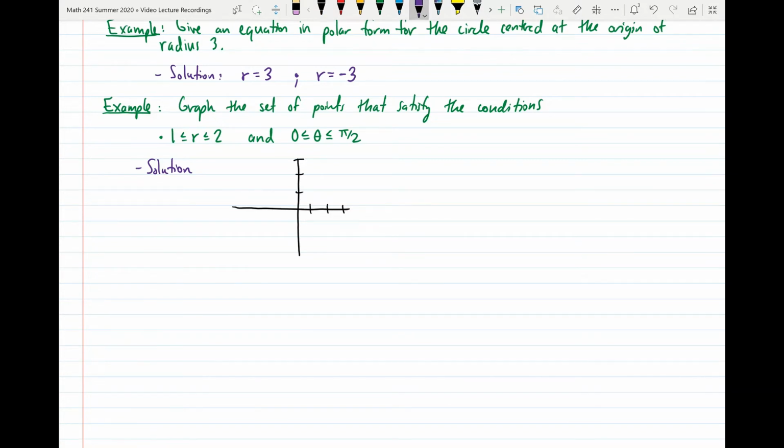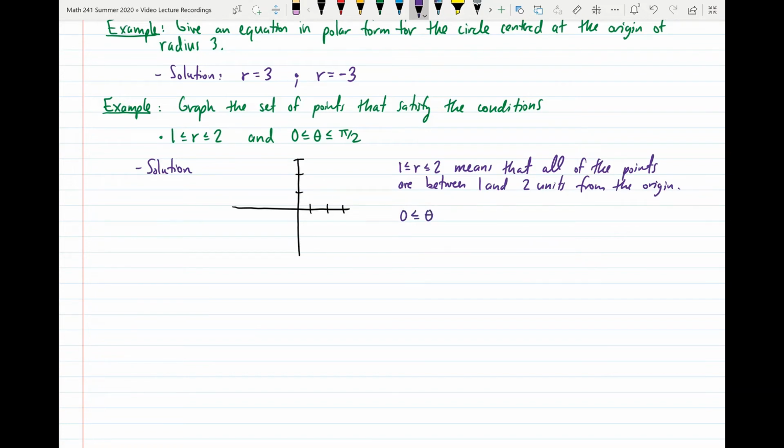And the fact that r has to be between 1 and 2 means that all of the points are between 1 and 2 units from the origin. The fact that theta has to be between 0 and pi over 2 means that the points will be in quadrant 1.